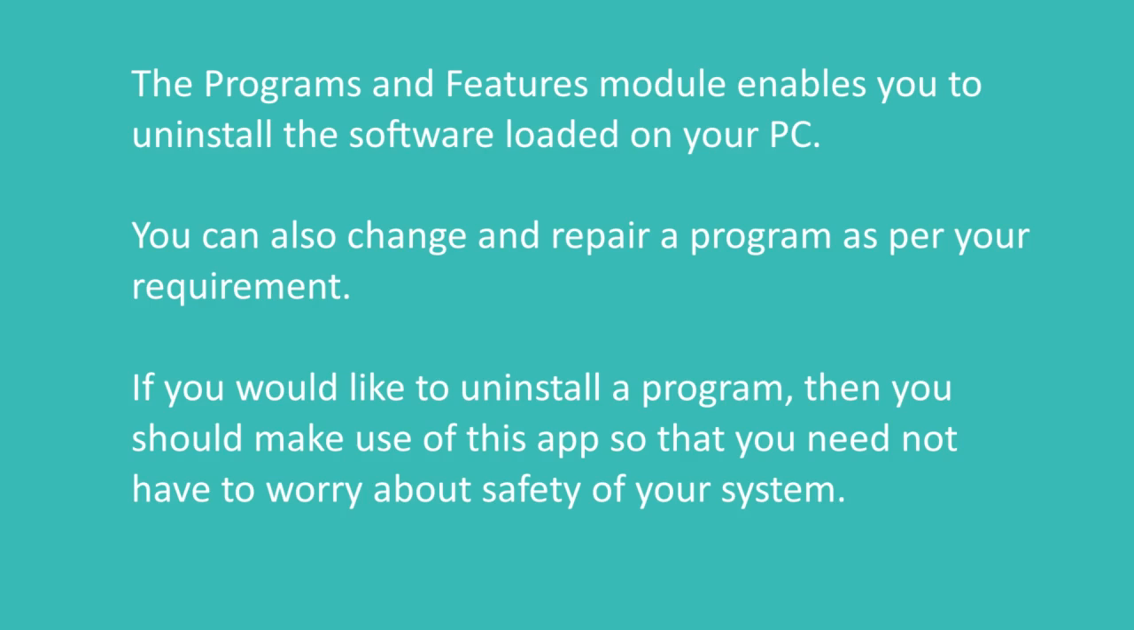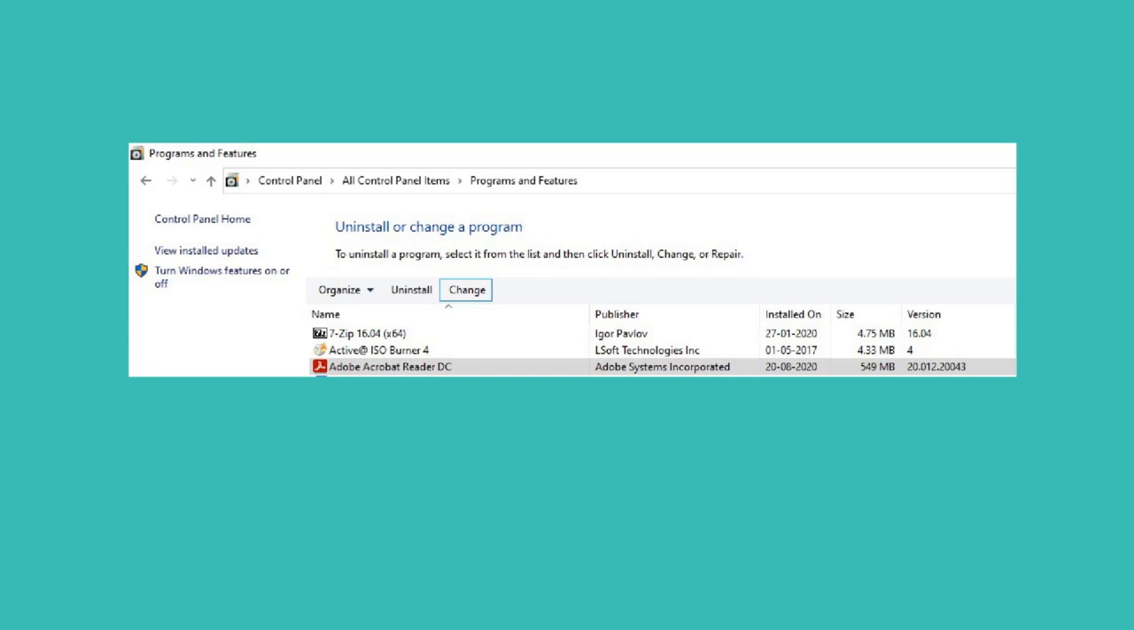If you like to uninstall a program, then you should make use of this app so that you need not worry about the safety of your system. So if you install a particular software like a video editing app, and if you have to uninstall it, then you can do this from the Programs and Features app. This is a screenshot of the Programs and Features, and you can see the programs, and you just have to double click it and follow the on-screen instructions.